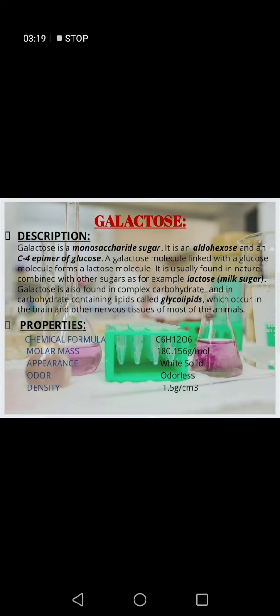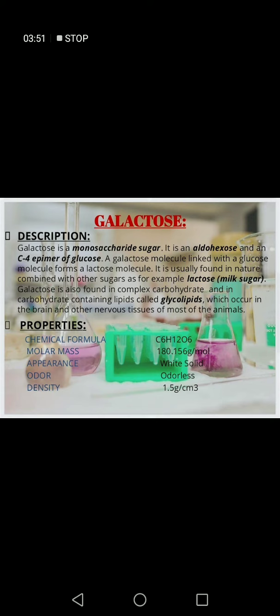It is the epimer of glucose. Galactose is an epimer of glucose at carbon number 4. A galactose molecule combined with a glucose molecule forms a disaccharide known as lactose, commonly known as milk sugar. Galactose is also found in complex carbohydrates and in carbohydrate-containing lipids called glycolipids, which occur in the brain and other nervous tissues of most animals.